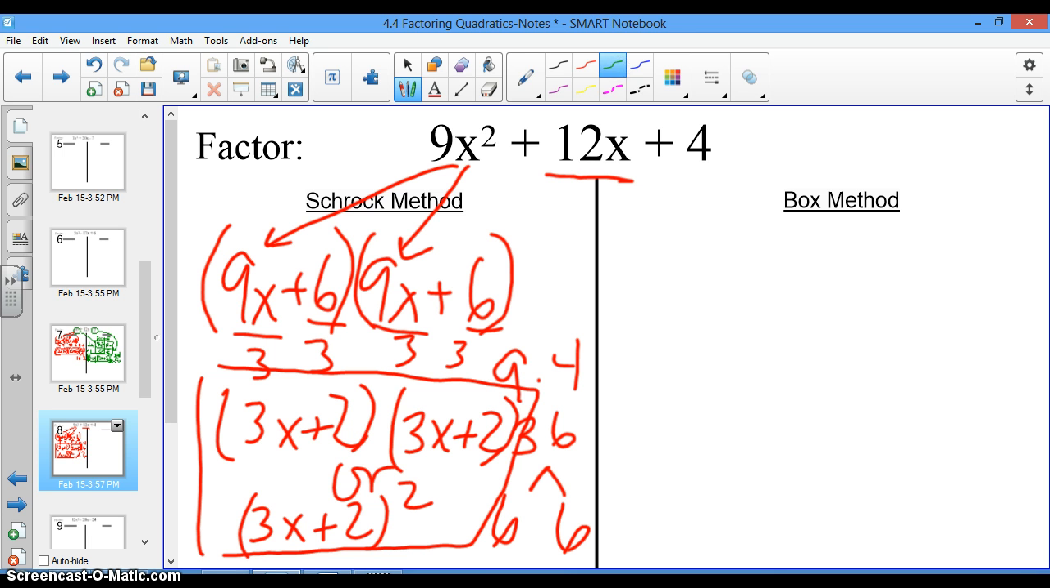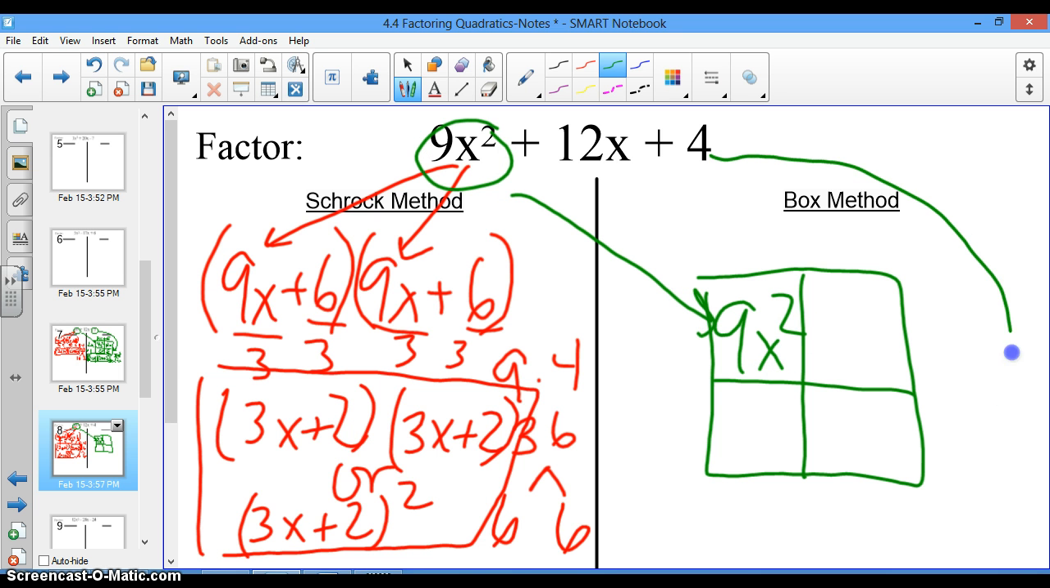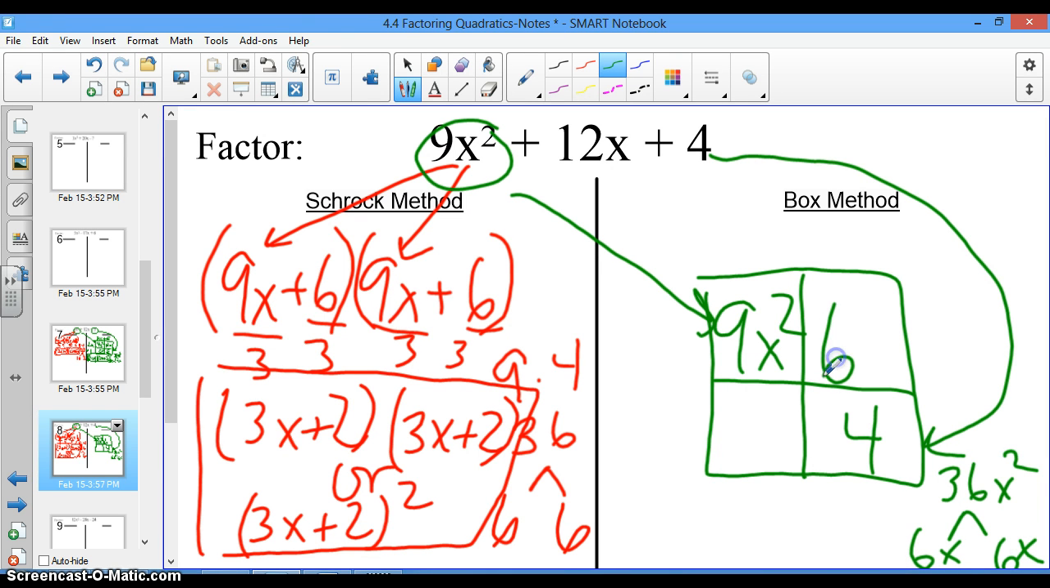Box method, there was no GCF, so I will go straight to drawing my box with 4 squares. 9x squared, our first term, goes in the top left. 4, our last term, goes in the bottom right. Multiply them together, 36x squared. Two numbers that multiply to 36x squared but add up to 12x are 6x and 6x. I put those in the empty boxes.